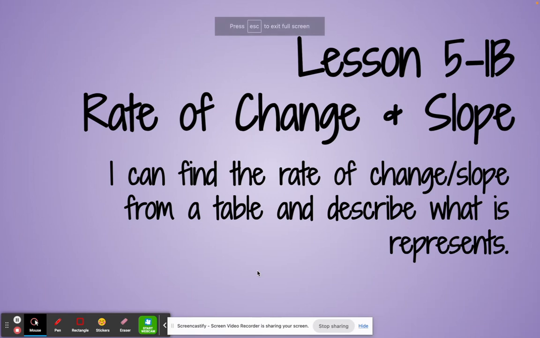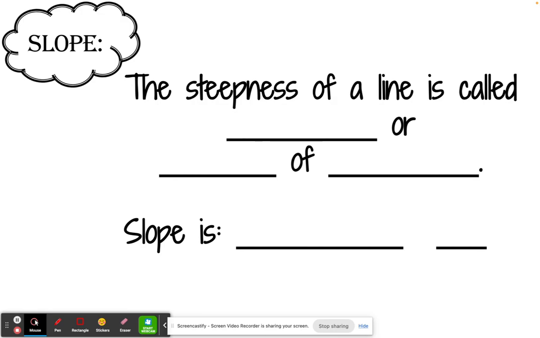Hi everyone, today we're doing lesson 5.1b, rate of change and slope. We're going to find the rate of change slope from a table and describe what it represents.